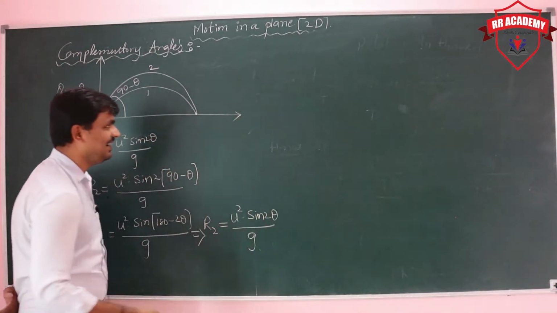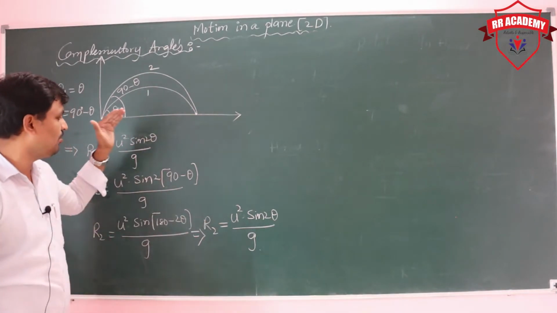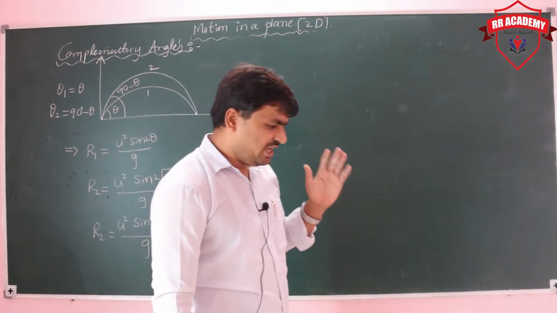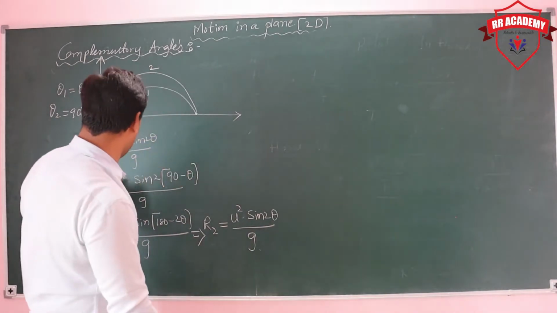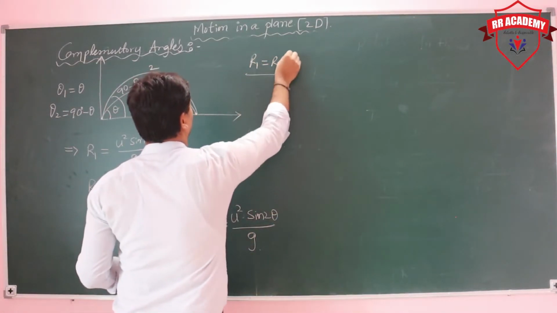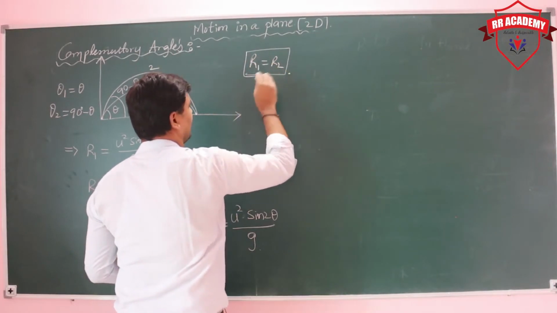U square sin 2 theta by g means that if two bodies are projected with complementary angles, the ranges of the bodies are equal. The ranges we have taken as R1 is equal to R2. When two bodies are projected with complementary angles, the ranges are equal.